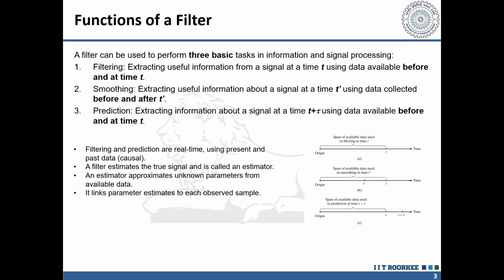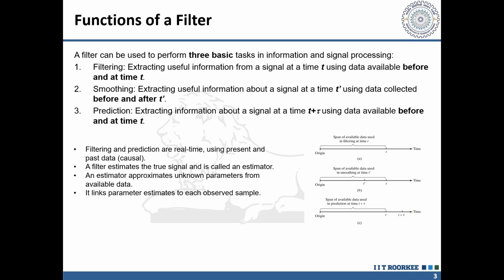Okay, now we'll talk about the functions of a filter. Despite what the name suggests, a filter does not just do filtering. A filter can be used to perform three basic tasks in information and signal processing. Filtering, which is extracting useful information from a signal at a time t using data available before and at time t, which is what is most commonly associated with a filter.